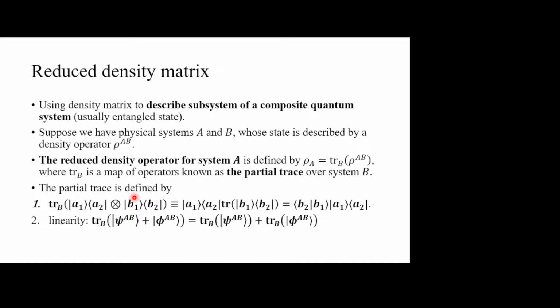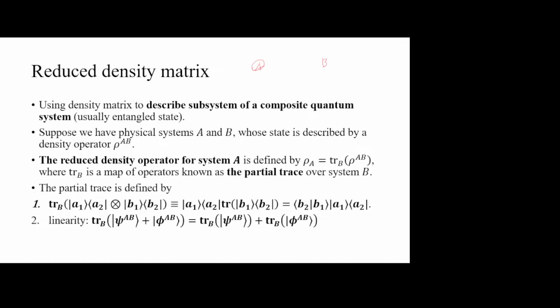Okay. So we have an idea of a reduced density matrix. This is also something we have kind of seen before. That is, if you have an entangled system, then you can describe part of the system as a density matrix. So a composite system is usually in an entangled state. Suppose we have two systems A and B, just like before, like you have Alice and Bob.